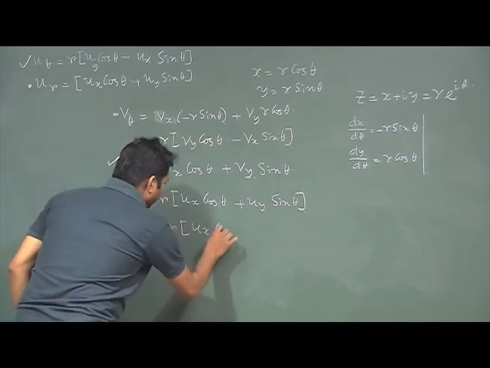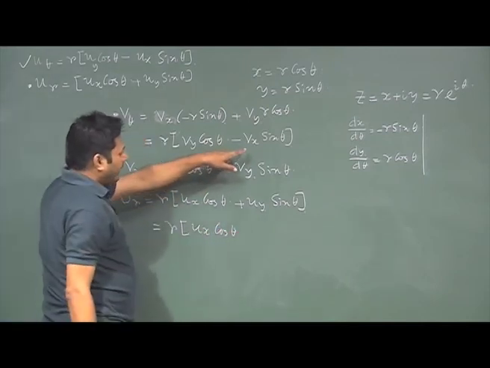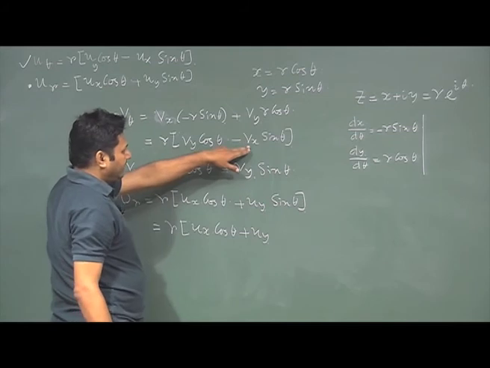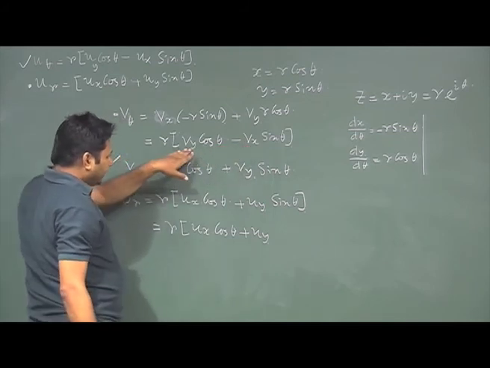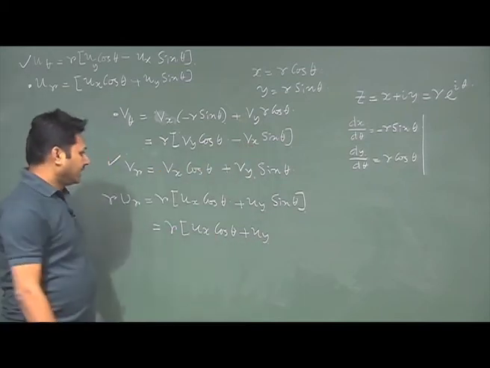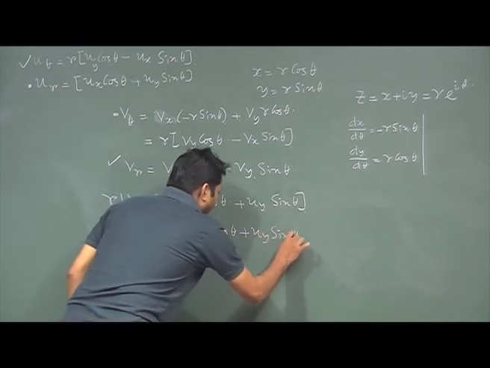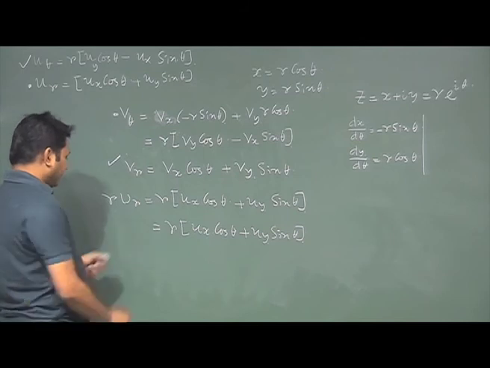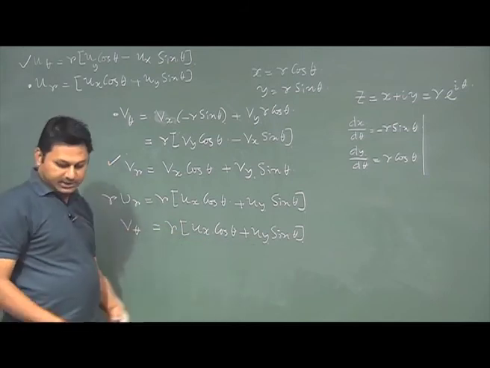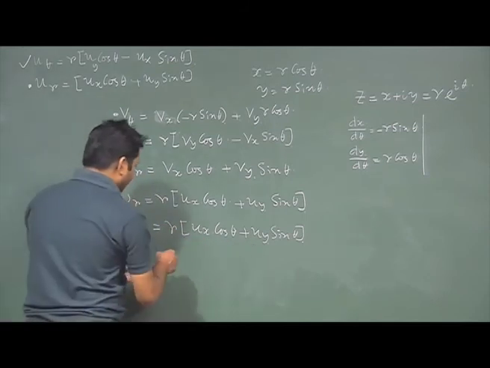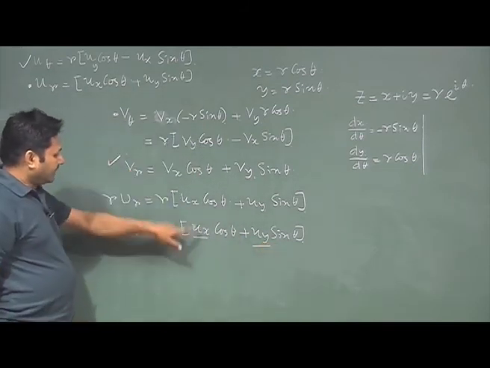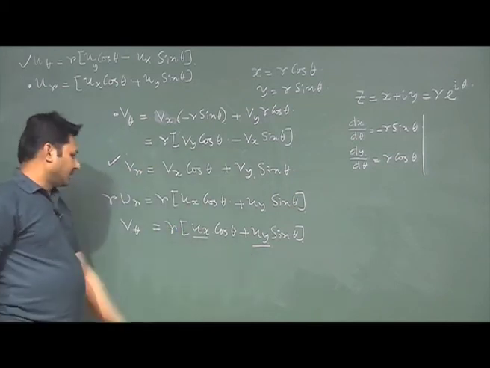So, u x cos theta, and V y is minus of V x. So, plus u y, u y is minus of V x. I am using the Cauchy-Riemann equation right now. So, replacing V y and V x in terms of u x and u y, if I do that, then I will find both the things are same. These things and these things are same. Mind it, this is V theta. I just replace this quantity and this quantity by using here to here and here to here by the Cauchy-Riemann equation. So, these two things are same.